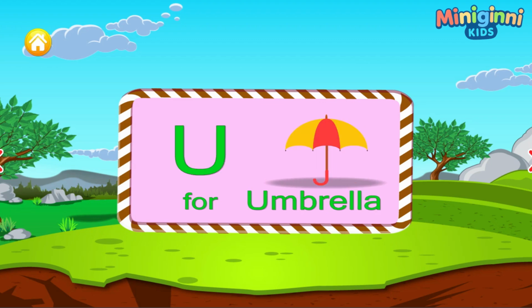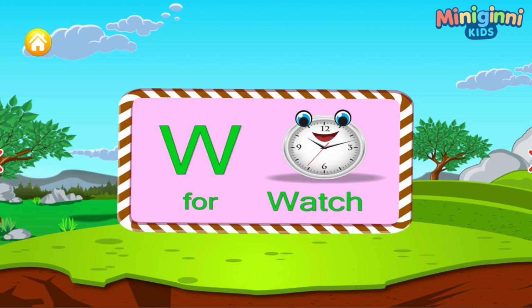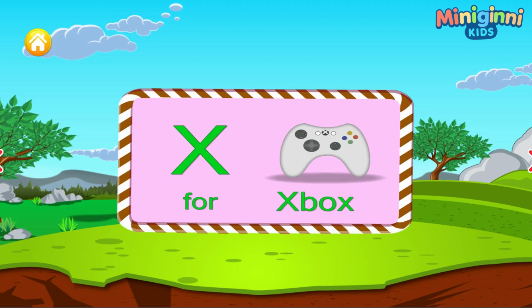U is for umbrella, umbrella. V is for van, van. W is for watch, watch. X is for box, box.